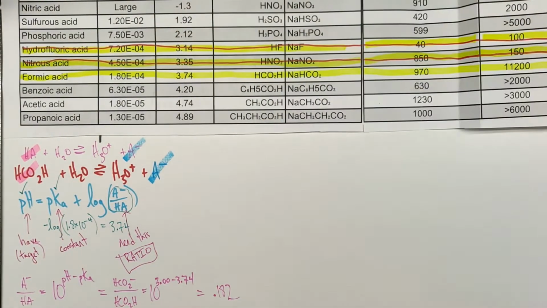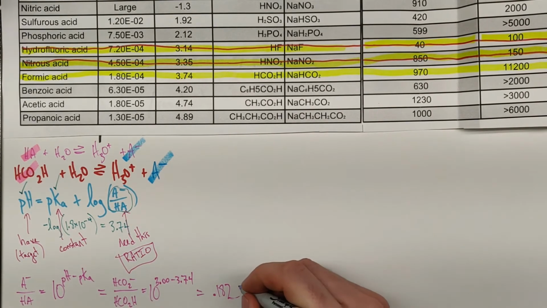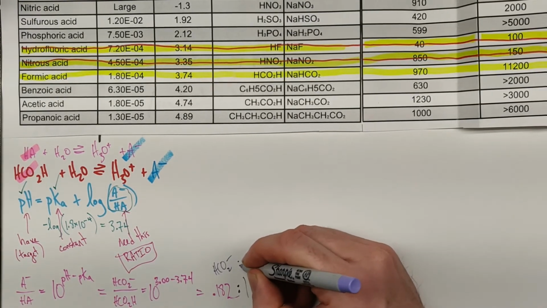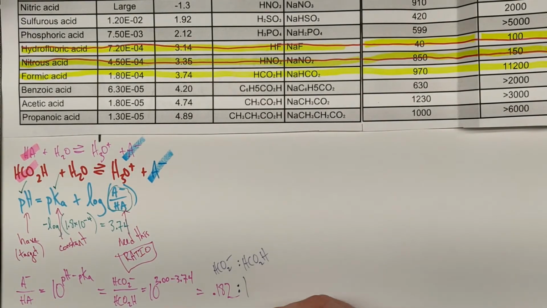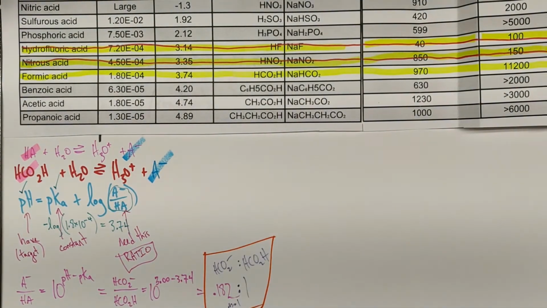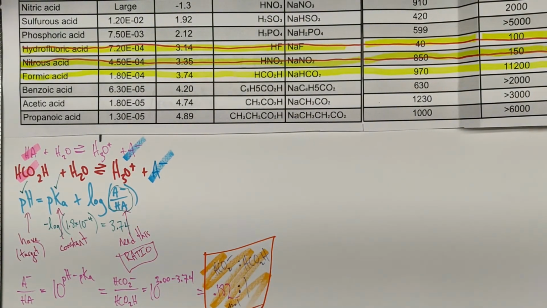And so this is a 0.182 to 1, and that's our ratio of HCO2 minus to HCO2H. And that's a mole ratio, or, well, it's probably the easiest way to think about it. If there's one thing on this page that's absolutely critical, it's this 0.182 number.